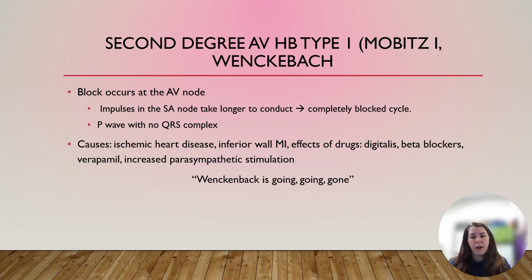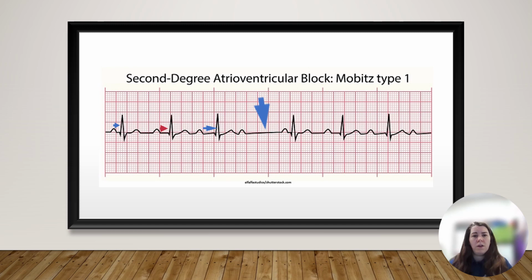And one trick that I learned going through school in my early nursing career to remember this was Wenckebach is going, going, gone. So each PR interval will successively get longer until it drops a QRS complex. And you'll see that in the next slide. So here you can see a great visual because our PR interval is slowly getting longer with each QRS complex, and then it drops. So that's a nice little visual for that type 1 second degree block.